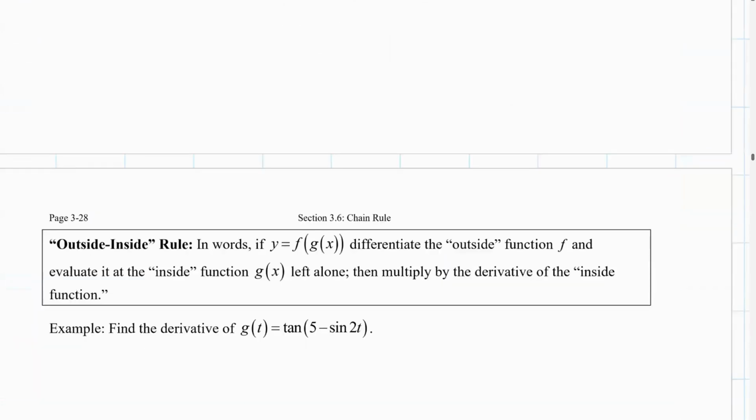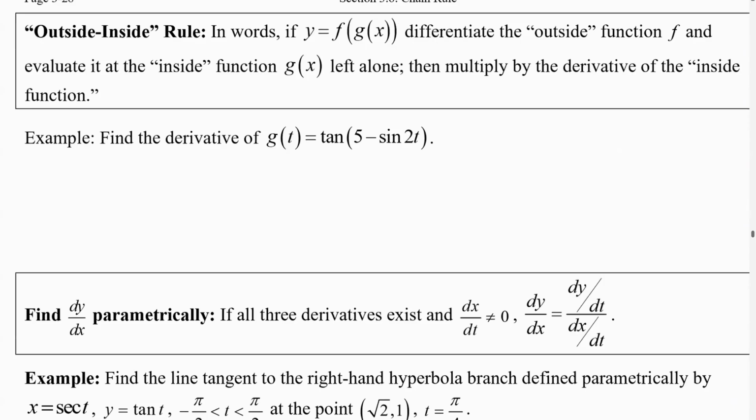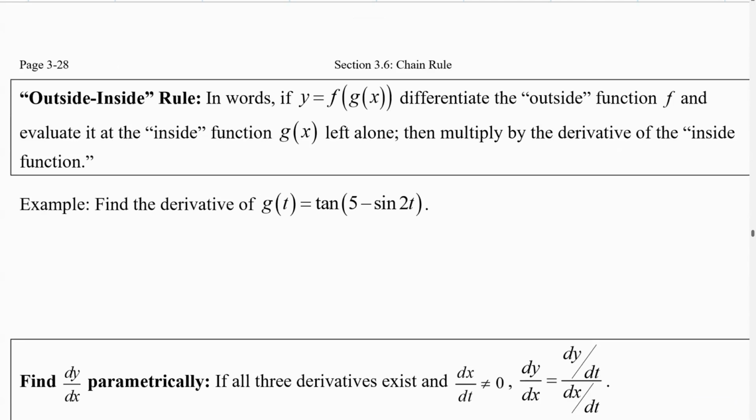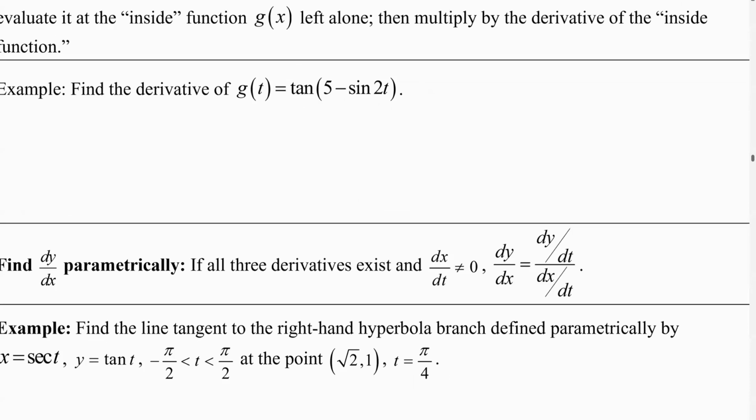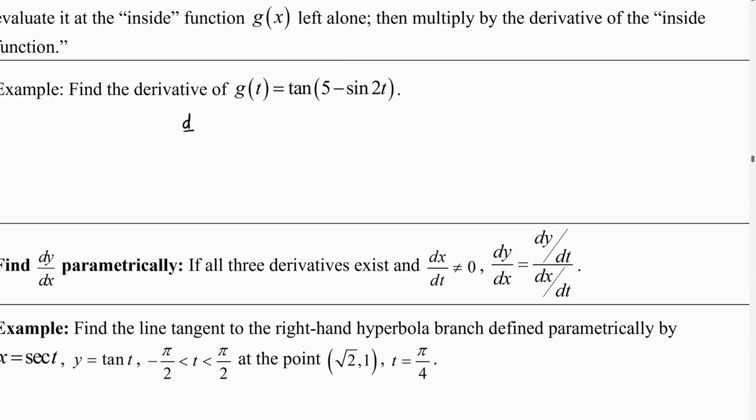Right? So, again, one more time, the mantra: differentiate the outside function, leave the inside function the same, and then multiply by the derivative of the inside function. Let's try this one more time with another derivative. The derivative with respect to t of tangent of 5 minus sine of 2t. This has got a lot going on here.